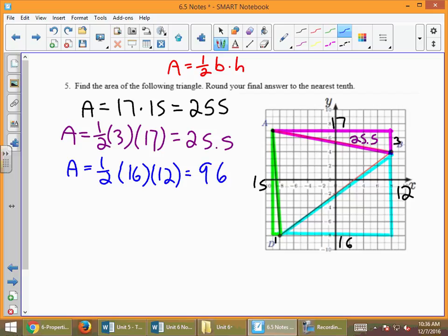And the last one is going to be the green one. Everything's labeled already, so we're fine. Again, the area is 1/2. Give me one of the bases. 1. Not good. What's the other one? 1/2 times 1 times 15. 7.5.